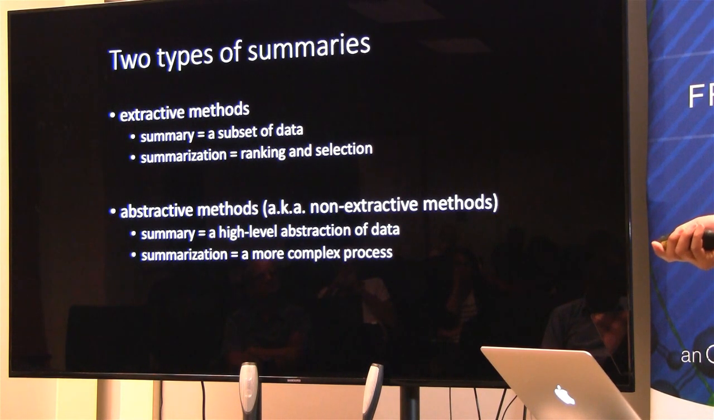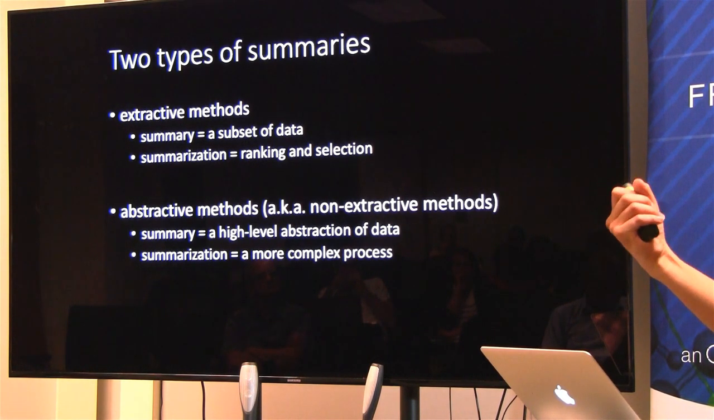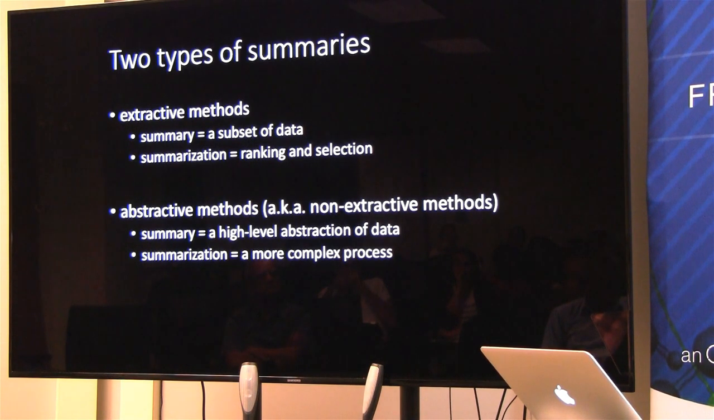The other line of work is called abstractive methods. It's also known as non-extractive methods, because the idea is that they define a summary as a high-level abstraction of data. So then the summarization will become a more complex process, because we can't just use ranking, right? We need some higher level abstraction. We need some different forms of data. So those are the two styles of research in this field.